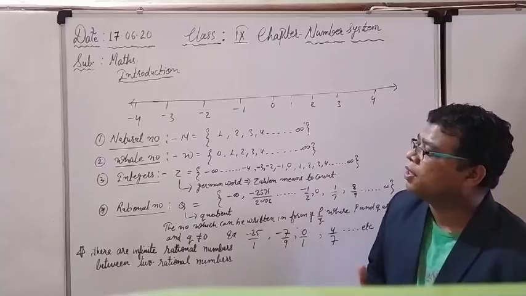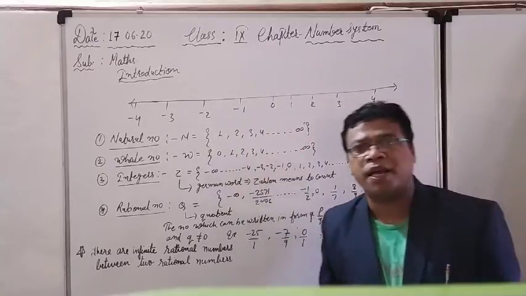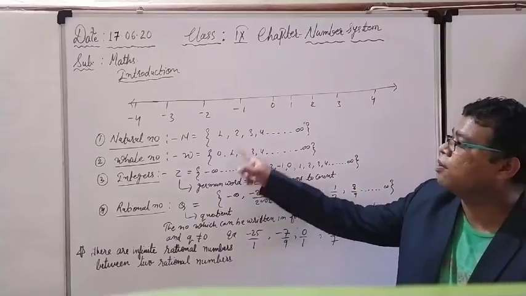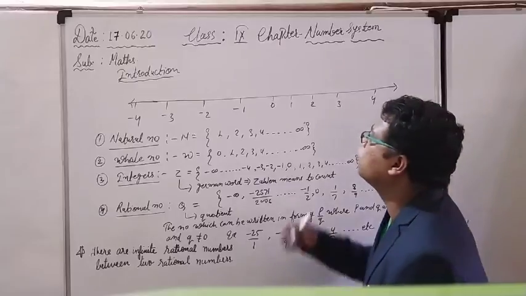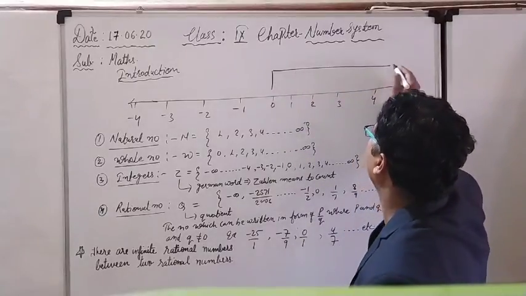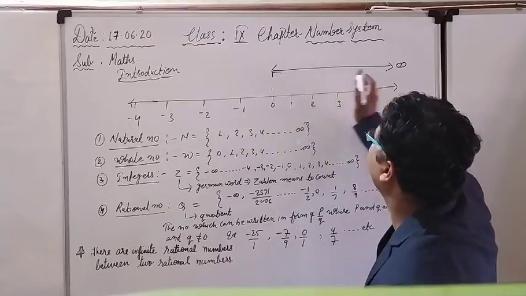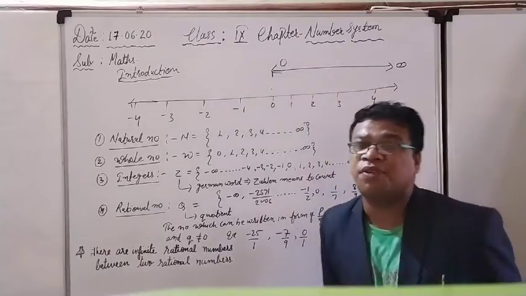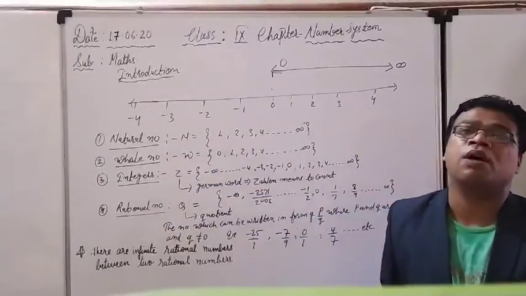When we are talking about integers, see what we have covered so far. We are now coming to the number line. We have covered 0, 1, 2, 3, all the points from 0 going to infinity, when we talked about the natural numbers and the whole numbers.